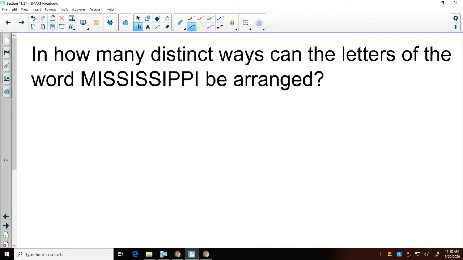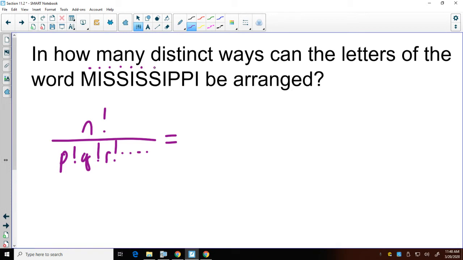So again, remember that formula is n factorial all over p factorial, q factorial, r factorial, and so on. Remember, n is still the total. Everything down below just represents your duplicates. So if we look up here and count things up, 1, 2, 3, 4, 5, 6, 7, 8, 9, 10, 11. So n is 11 factorial.